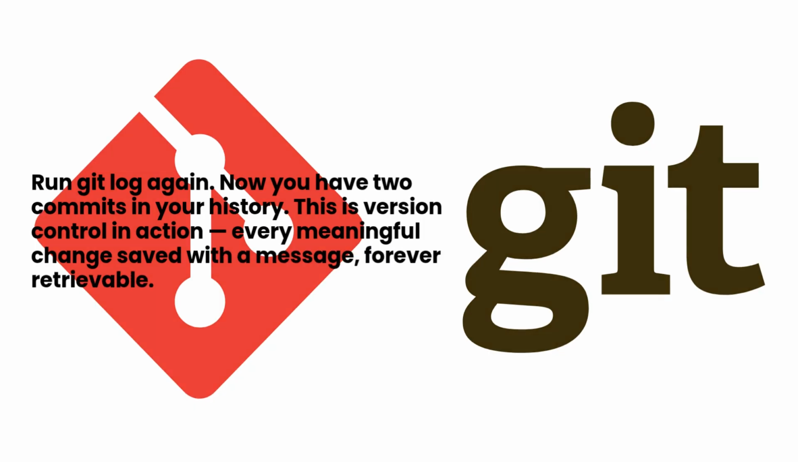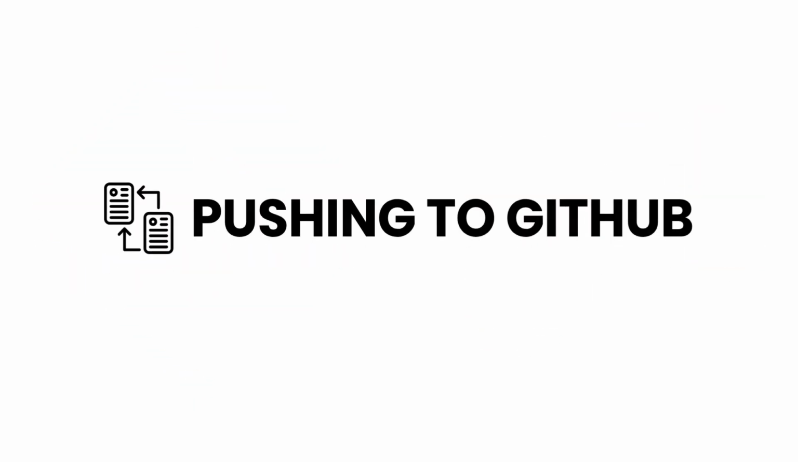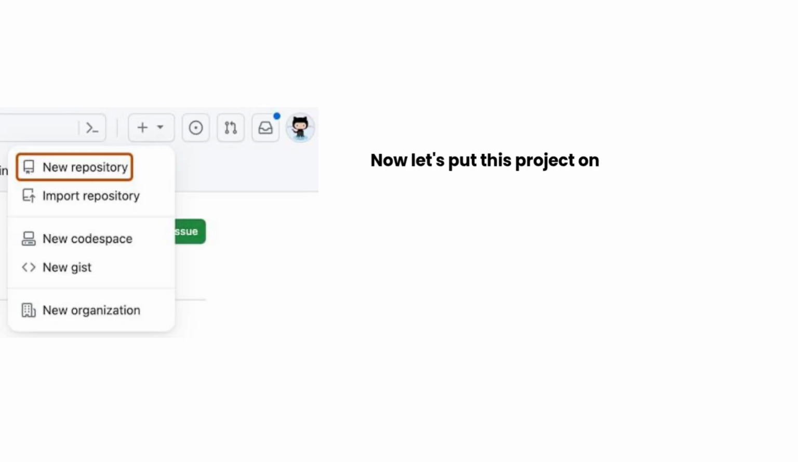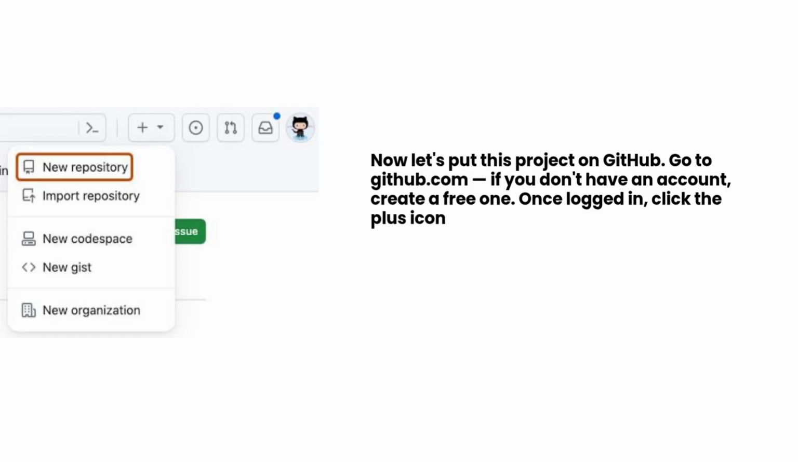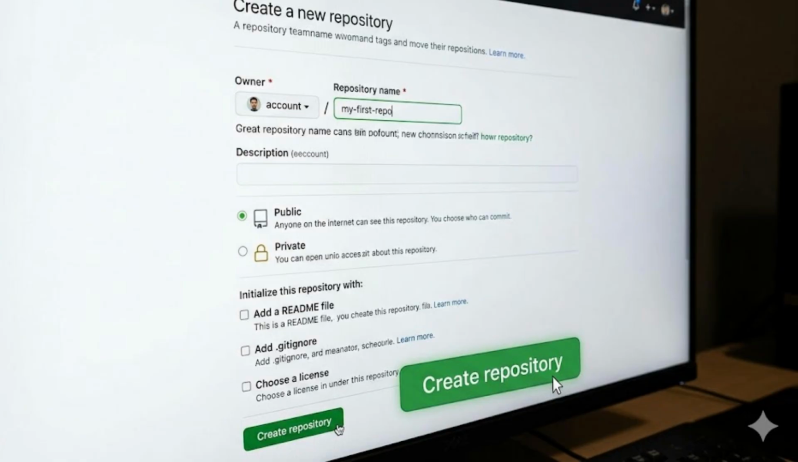Pushing to GitHub. Now let's put this project on GitHub. Go to github.com. If you don't have an account, create a free one. Once logged in, click the plus icon in the top right and select New Repository. Give your repository the same name as your folder, my-first-repo. Leave it set to public.